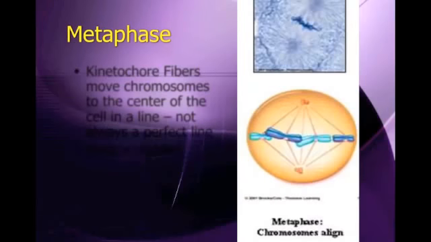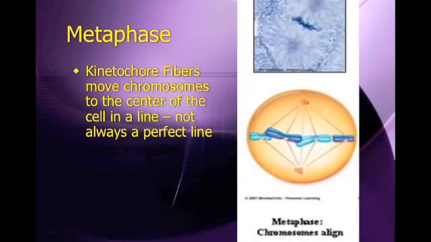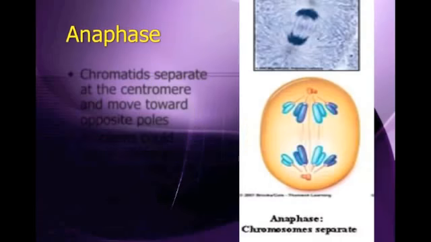So the next phase, metaphase: your kinetochore fibers, because those are the ones attached to the chromosomes, move your chromosomes to the center of the cell. Not always in a perfect line, but pretty good and pretty easy to see. And I always think meta-middle, and it looks like a basketball. That's what I always think. Now the next phase, if you remember PMAT, is anaphase.